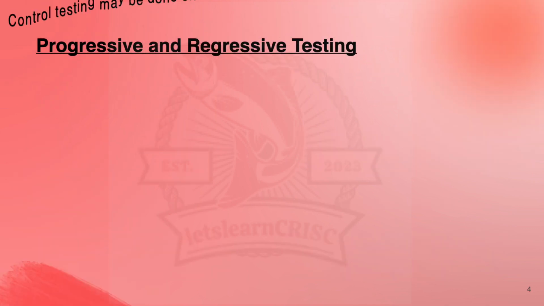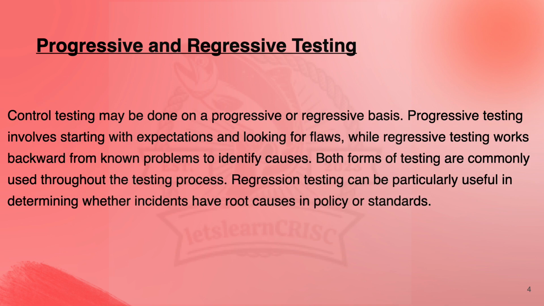Moving next. Next we'll discuss the progressive and regressive testing. Friends, what happens? Control testing may be done on a progressive or regressive basis, right? So progressive testing involves stating the expectation and looking for flaws, while regressive testing works backward from known problems to identify the cause. So both forms of testing are commonly used throughout the testing process, right? Regression testing can be particularly useful in determining whether incidents have root cause in policy or standards, right?